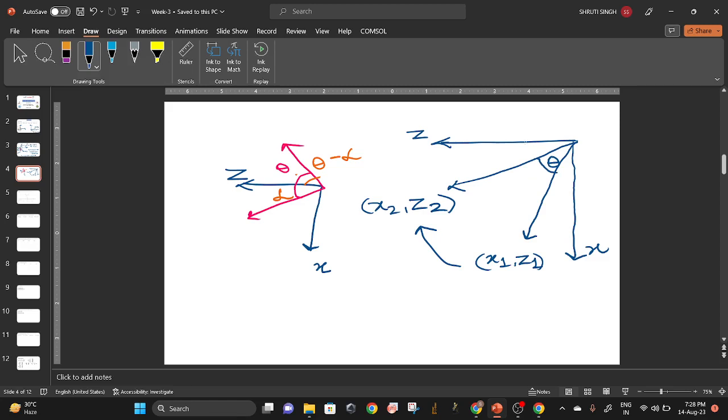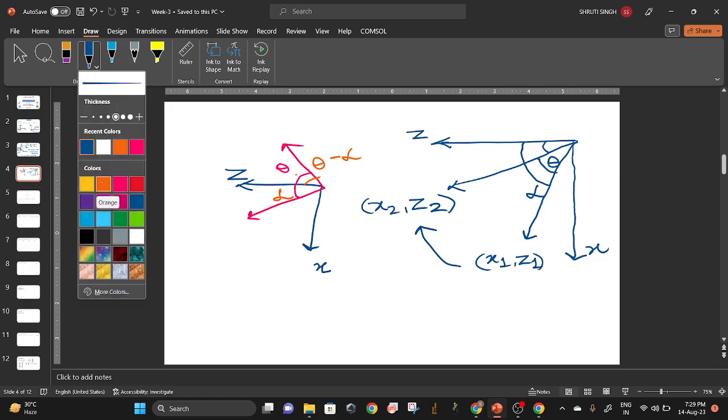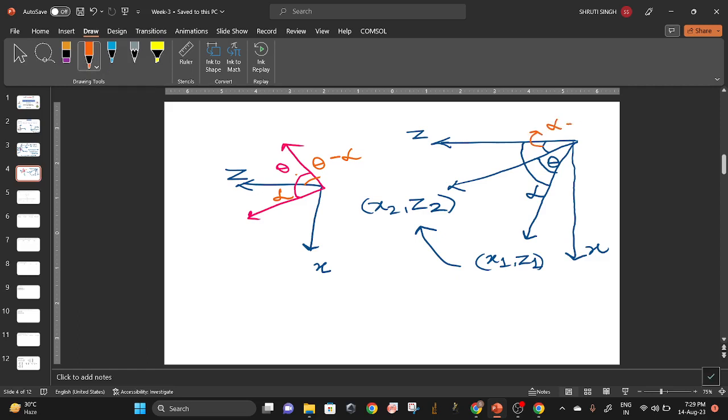And this whole angle, let us take it as alpha. For x1 z1 the initial angle was alpha. You want me to take this as alpha? Yes. So this angle will come as alpha minus theta.